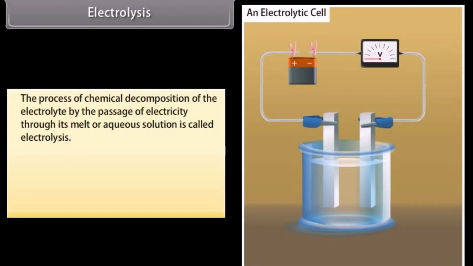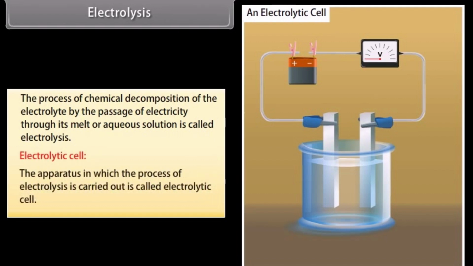Electrolysis. The process of chemical decomposition of the electrolyte by the passage of electricity through its melt or aqueous solution is called electrolysis. Electrolytic cell. The apparatus in which the process of electrolysis is carried out is called electrolytic cell.